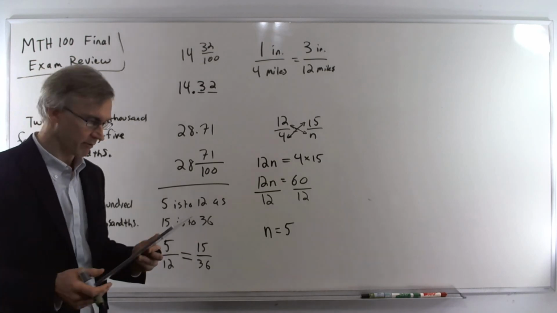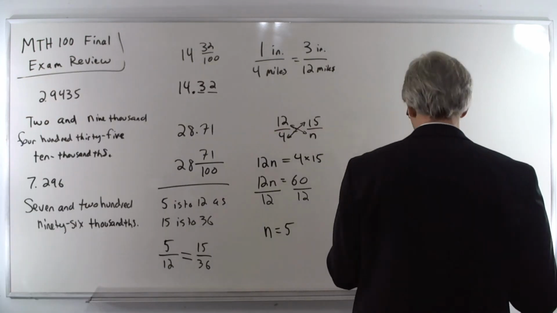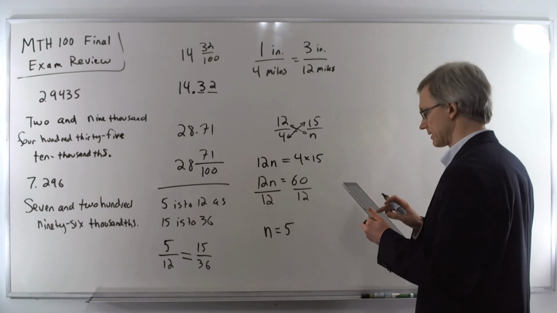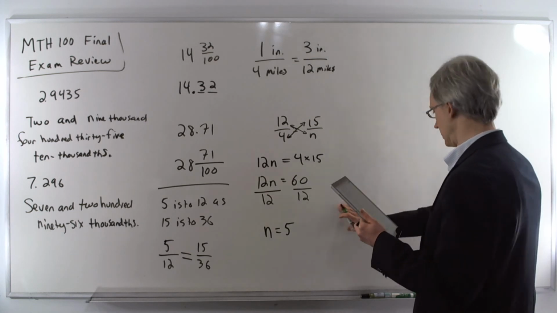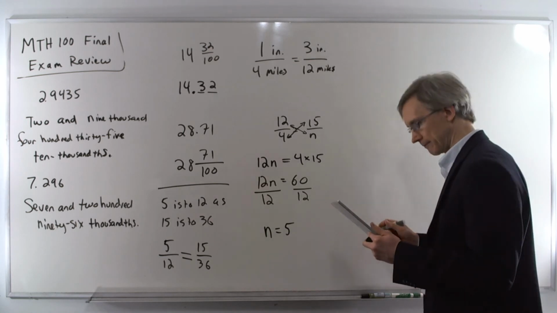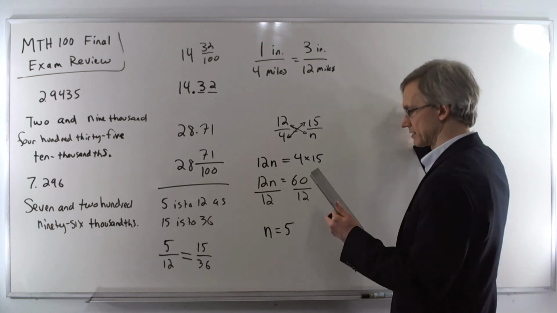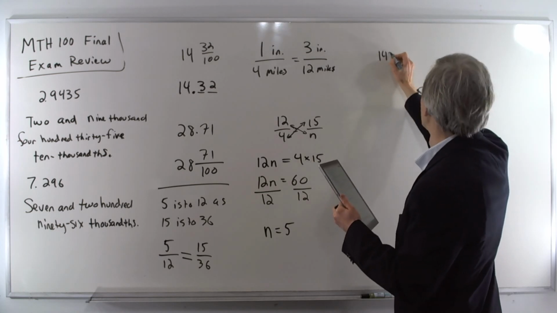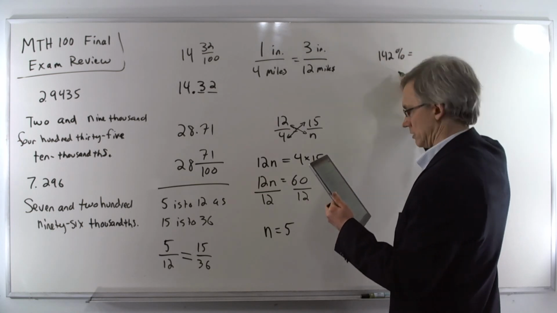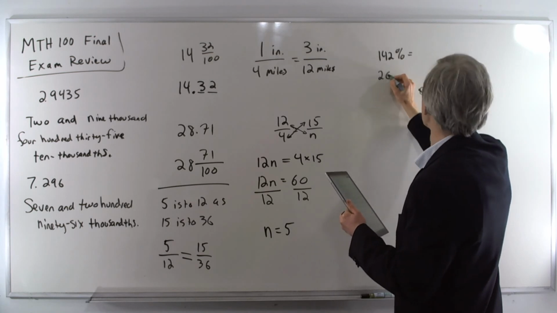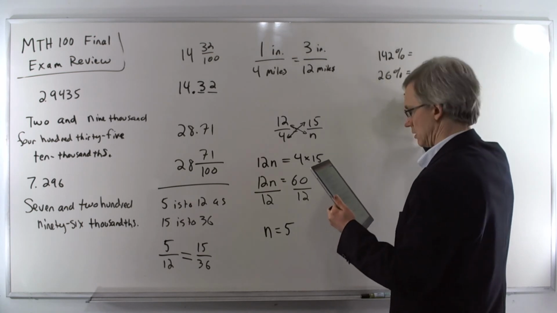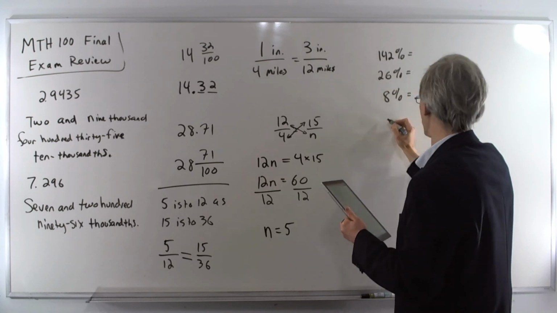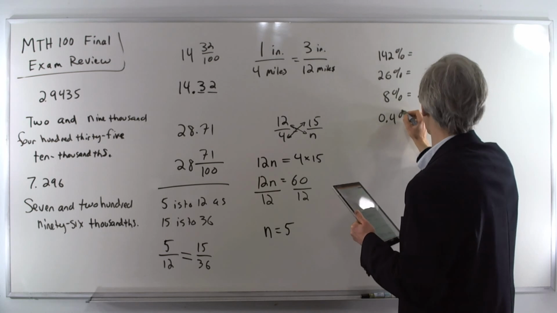All right, moving on to chapter number 5, we're going to start by changing a percent to a decimal. So the procedure there: drop the percent sign, make sure you get rid of that, because our result will no longer be a percent. And then move the decimal 2 places to the left. All right, so we're going to convert 142%, 26%, 8%, and 0.4%.